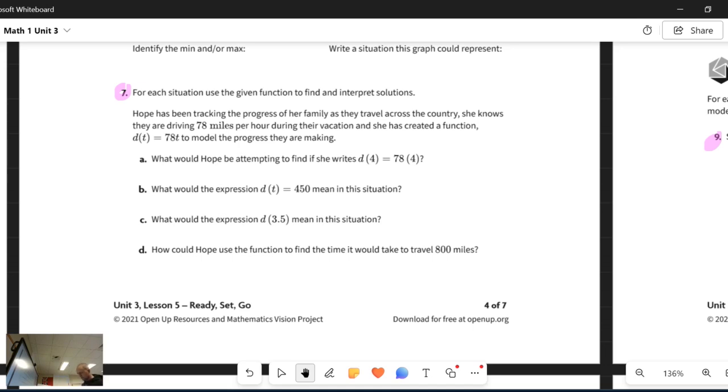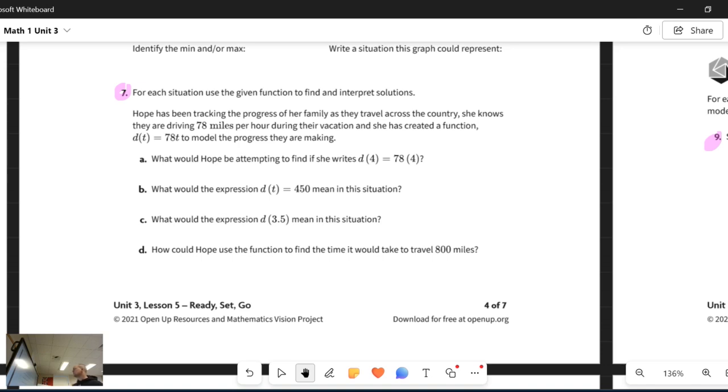What would Hope be attempting to find if she writes d of 4 is equal to 78 of 4? Her hope is to say, how far have they gone in 4 hours? How many miles have they gone in 4 hours? Part B is, what would the expression d of t equals 450 mean in this situation? All that's asking is that if they've driven 450 miles, how many hours have they driven for? So they're just saying 450 is equal to 78t, and then go through and solve.